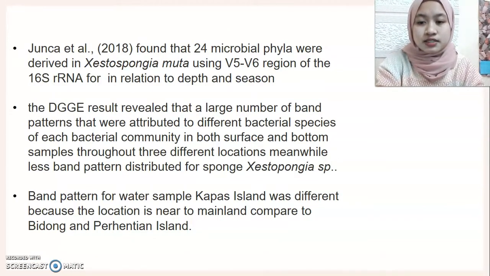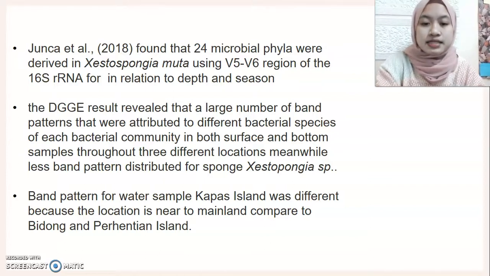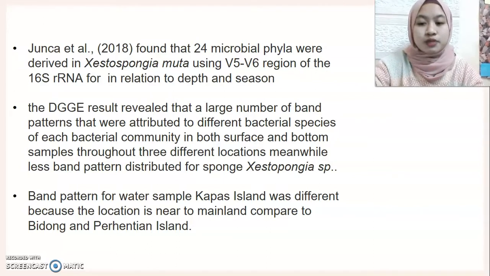The DGGE results revealed a large number of band patterns that were attributed to different bacterial species of each bacterial community in both surface and bottom samples throughout the 3 different locations. Meanwhile, fewer band patterns were distributed for the sponge Xestospongia species. The band pattern for the water sample from Kapas Island was different because the location is near the mainland compared to Bidong and Perhentian Island.